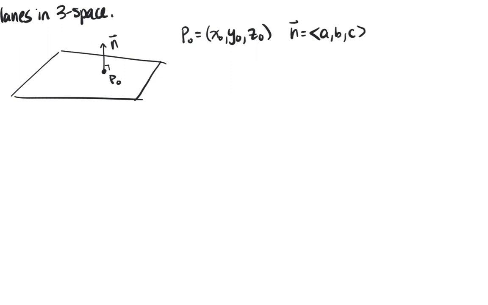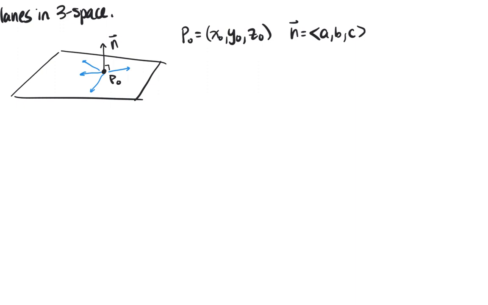And so this plane is defined to be all of the tips of vectors that are based at P naught that are perpendicular to n. So it's defined to be all of these vectors that are pointing in all these different directions that are perpendicular to the vector n. Okay, so if it consists of those vectors, we know that if vectors are perpendicular, their dot product is 0.